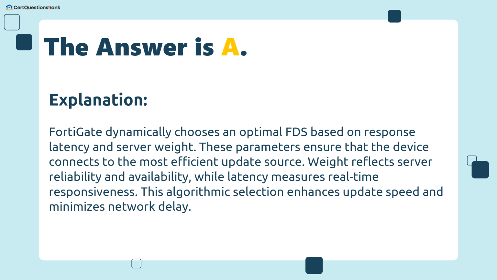FortiGate dynamically chooses an optimal FDS based on response latency and server weight. These parameters ensure that the device connects to the most efficient update source. Weight reflects server reliability and availability, while latency measures real-time responsiveness. This algorithmic selection enhances update speed and minimizes network delay.